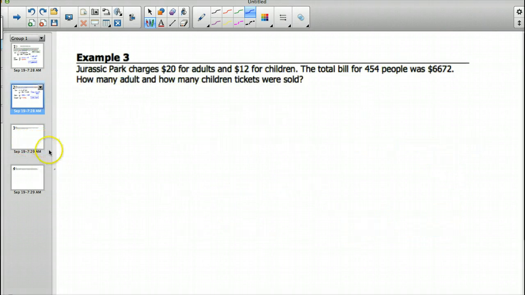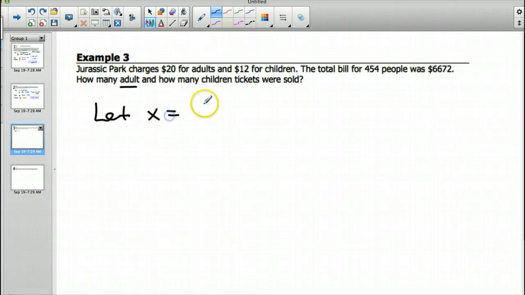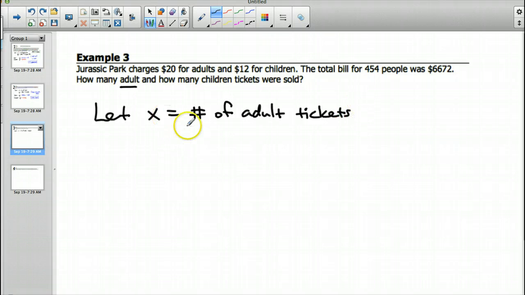Okay, let's look at our third example. For this one, we have Jurassic Park charging $20 for adults and $12 for children. Total bill for 454 people was $6,672. We want to know how many adult and how many children tickets were sold. So for this problem, this is not a break-even problem. We're trying to find two things. We're trying to find how many adult tickets were sold. So I can say X is my number of adult tickets, and Y can be equal to the number of child tickets.